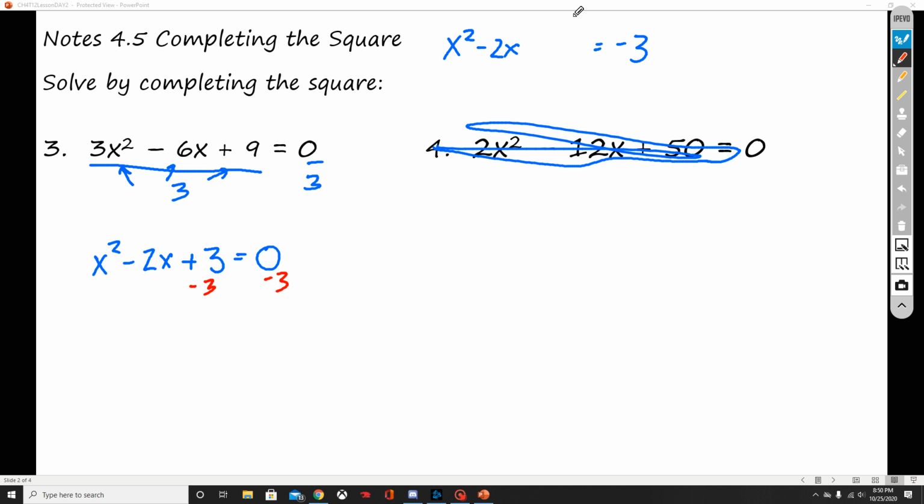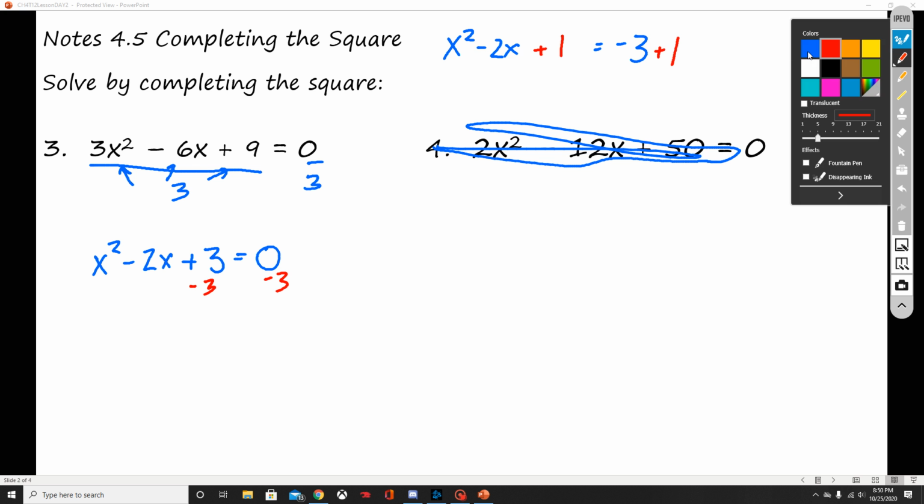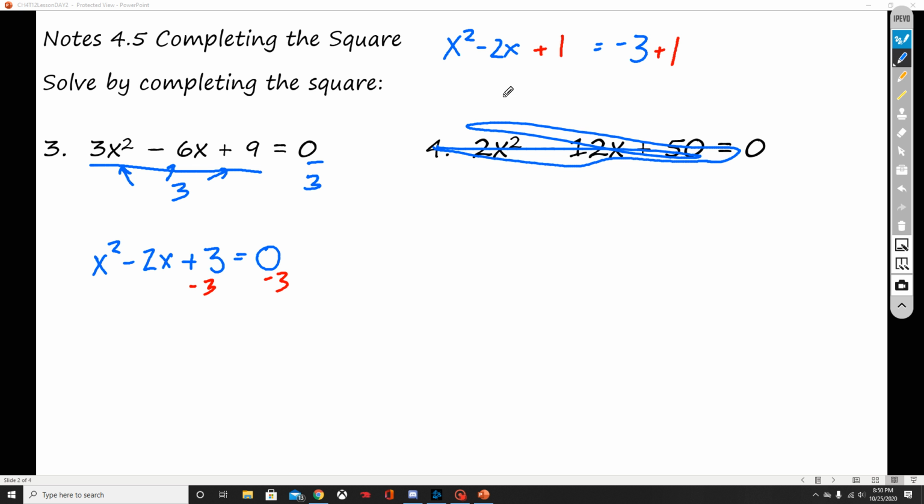So I need to find the number here that will make this into a perfect square. So half of negative 2 is negative 1. And negative 1 times negative 1 is positive 1. So I'm going to add positive 1 to both sides in order to complete the square, because that's going to cause the left side here to factor into x minus 1 squared. And the right side becomes negative 2. Alright, this I can actually solve.